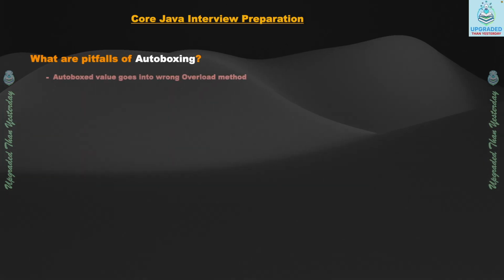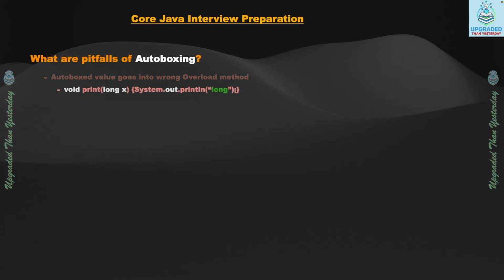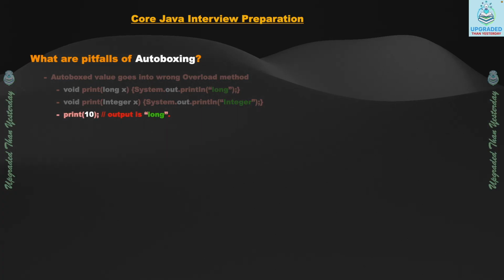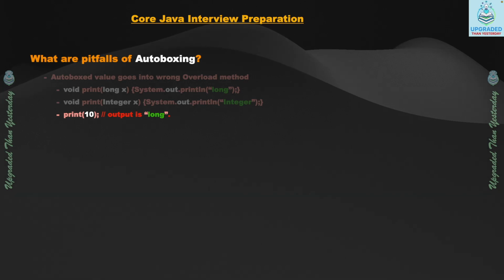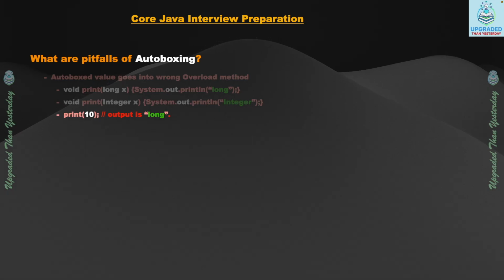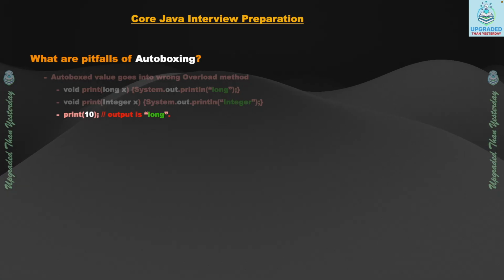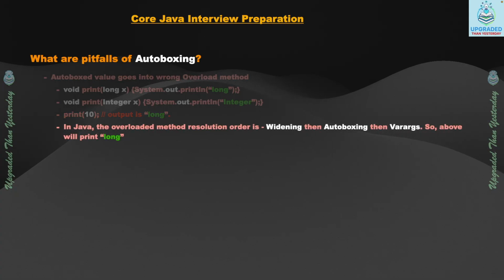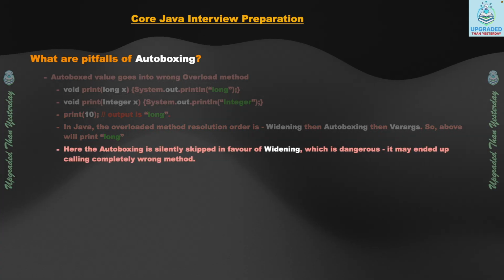Fourth pitfall. Autoboxing is skipped for overloaded methods. Look at the code. There are two overloaded methods, one print method with primitive long type and another print method with wrapper integer type. Now calling the print method by passing a primitive value 10, it's supposed to execute the print method with the wrapper integer type after autoboxing, but it has executed the print method with the primitive long type because the widening has more priority than autoboxing. Since autoboxing didn't work here as expected and ended up executing a wrong method, which is dangerous and may cause system failure.